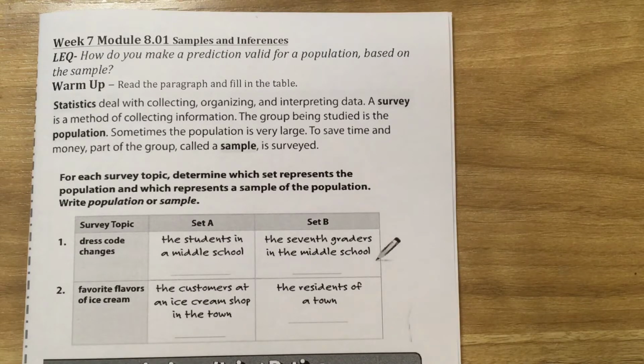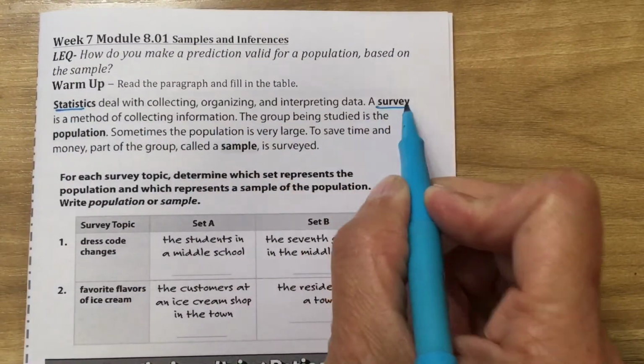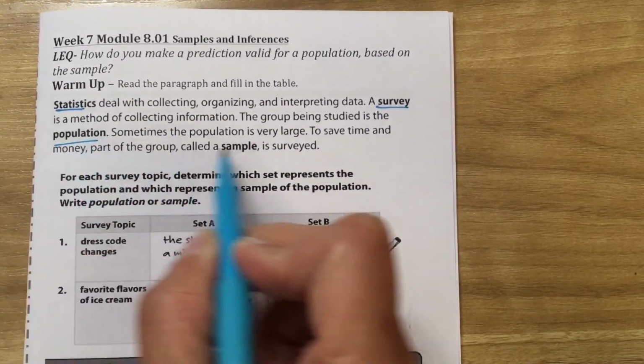Statistics deal with collecting, organizing, and interpreting data. A survey is a method of collecting information. The group being studied is the population. Sometimes the population is very large, and to save time and money, part of the group is called a sample. So these are bold printed, but you can go ahead and underline those.